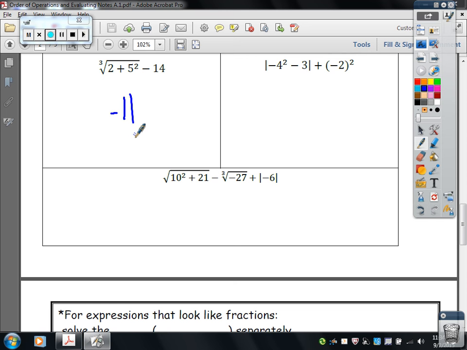What'd you get? 23. I have one person got a 23. Anybody else get 23? Good.